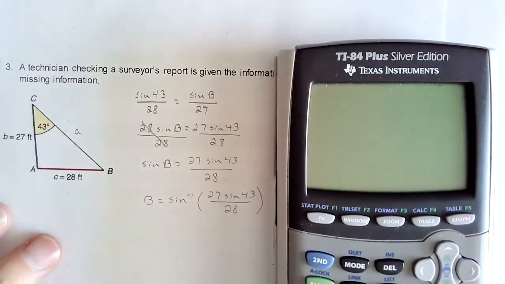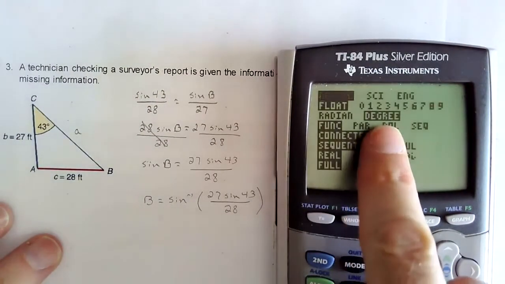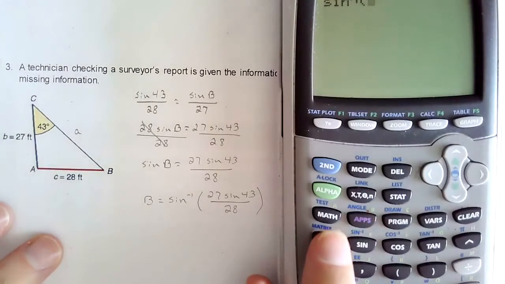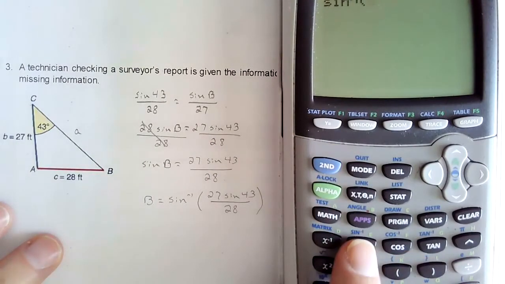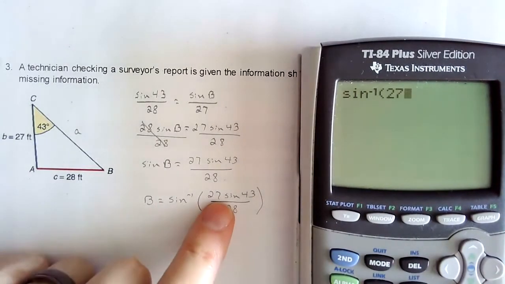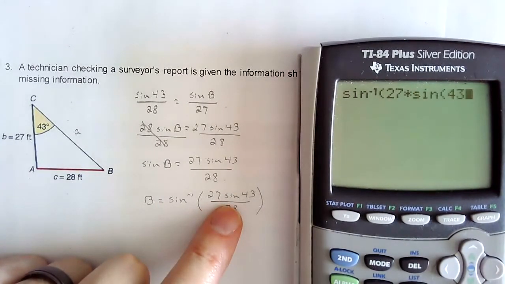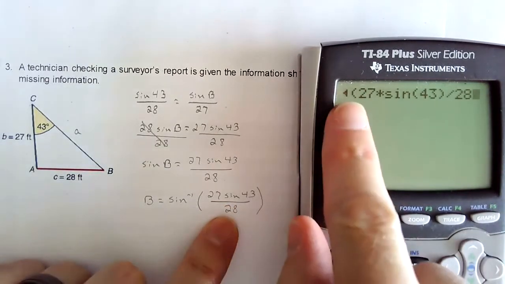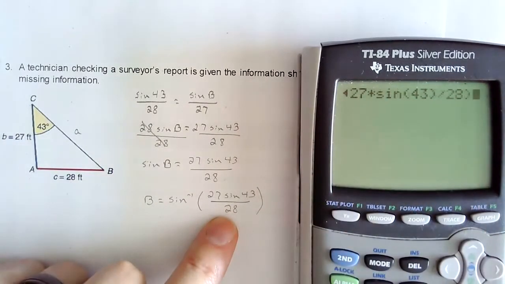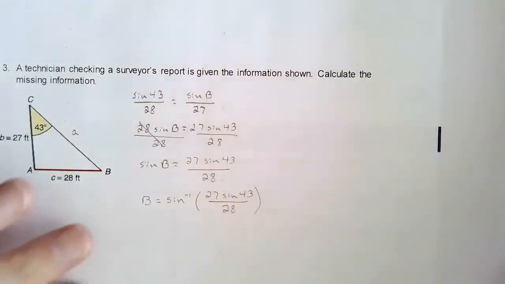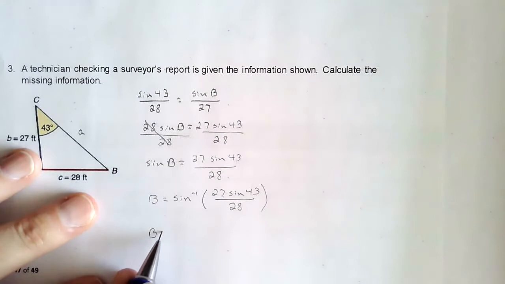Okay, so let's throw that in. Make sure that we're in degrees mode. And then we're going to do the inverse sine, which is the blue one, so I had to go second inverse sine. Then we'll throw in the rest of the fraction: 27 times sine of 43, close the parenthesis, divided by 28. Then I've got to close my original parenthesis for the whole inverse sine. And there's our angle: 41.1. So angle B is 41.1 degrees.